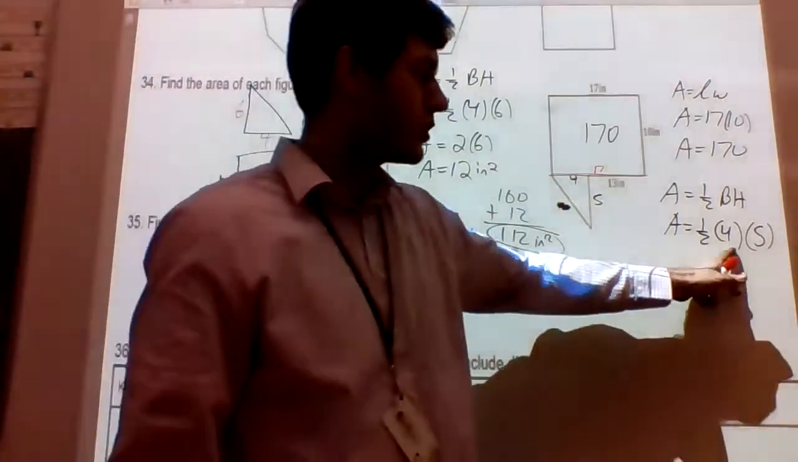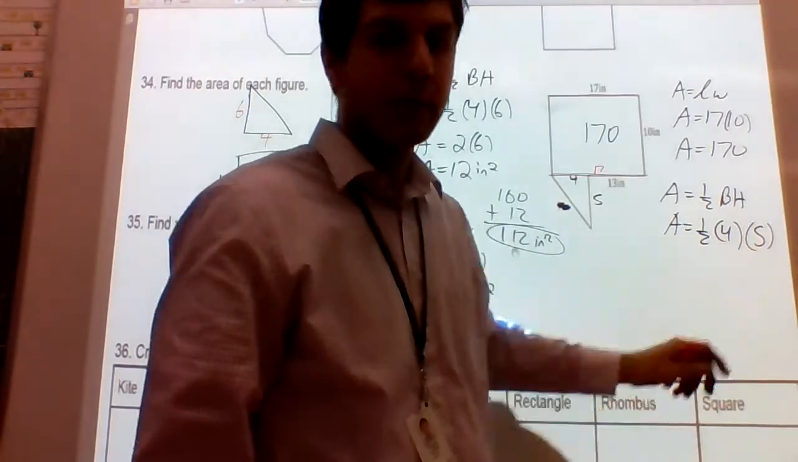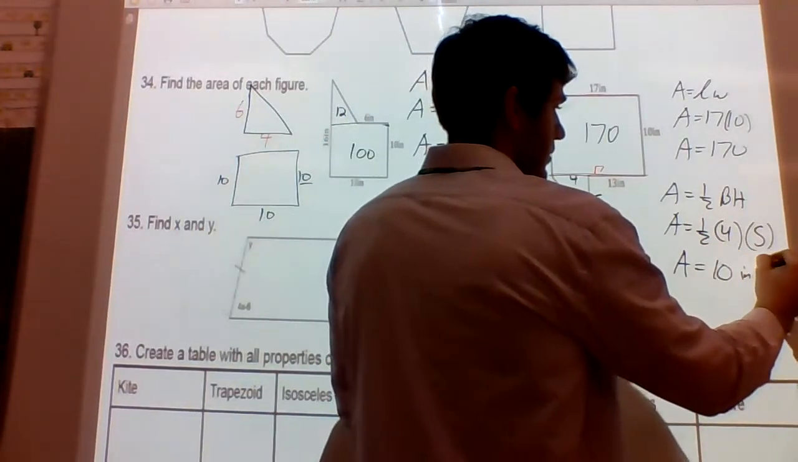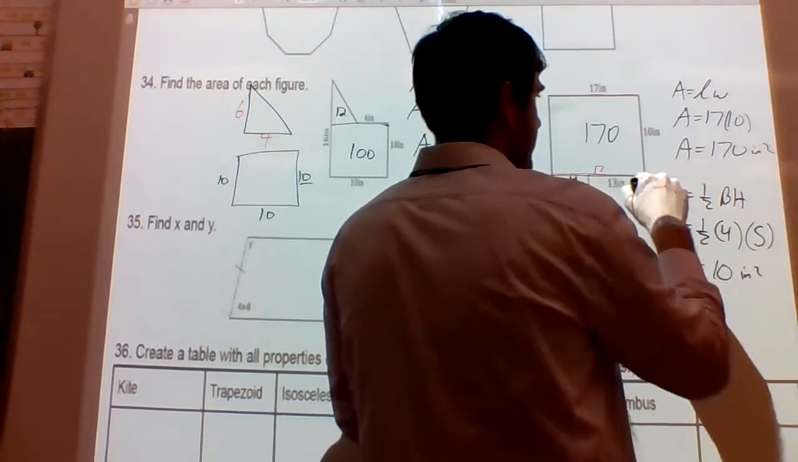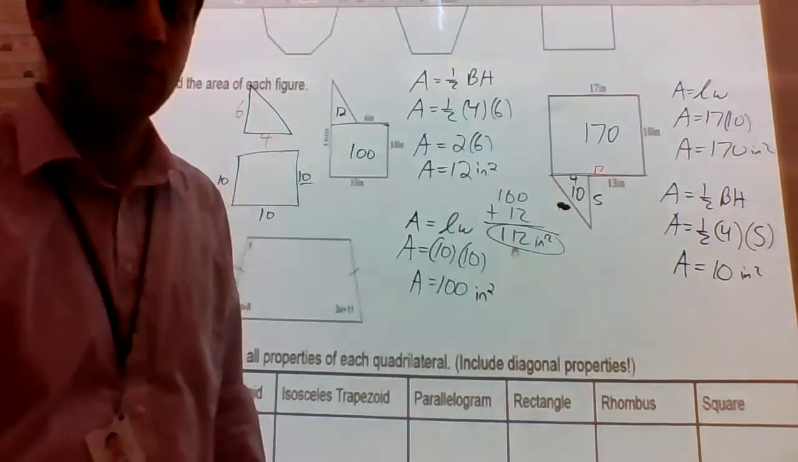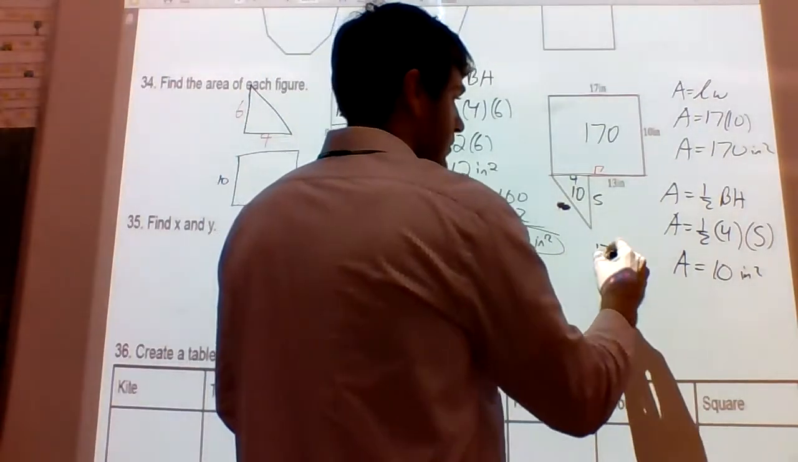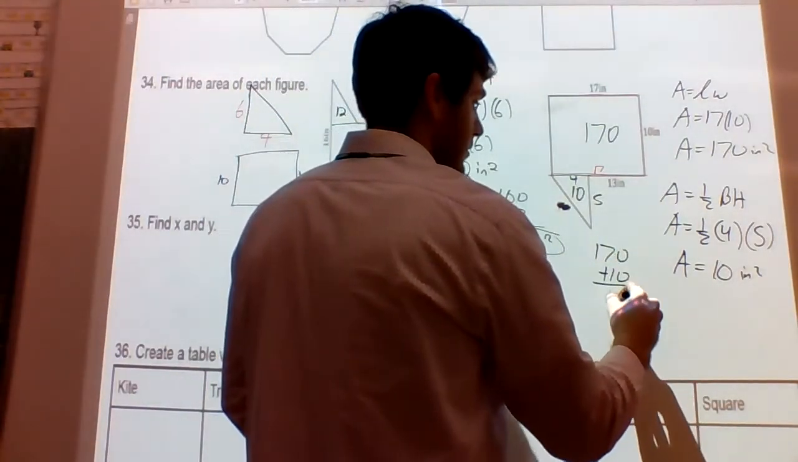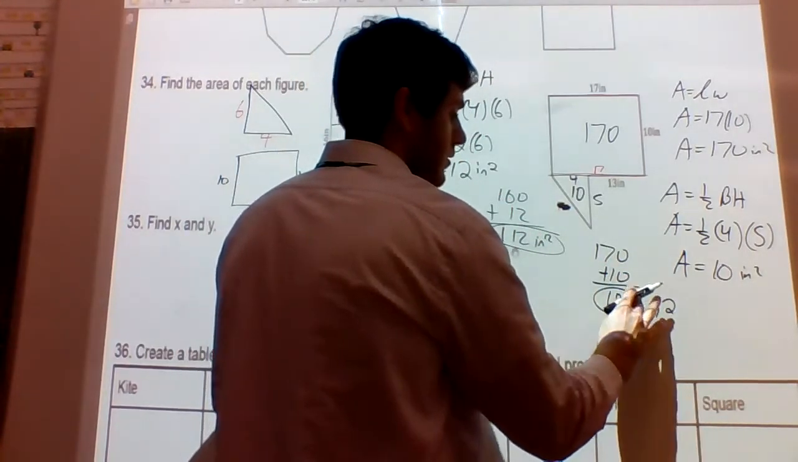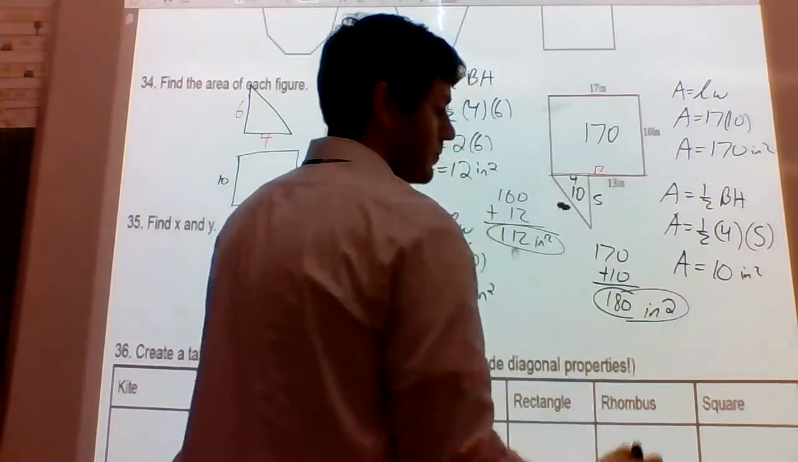Okay, 1/2 of 4 is 2. 2 times 5 is 10 inches squared. So this is 170. The area of this one is going to be 10. So 170 plus 10 is going to give us 180 inches squared.